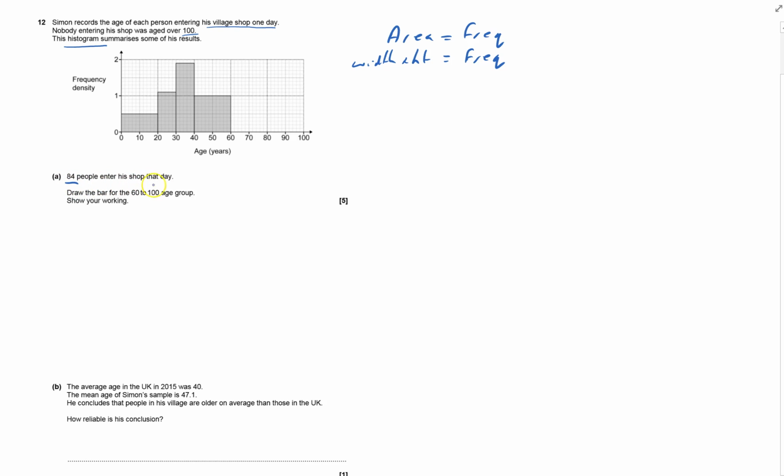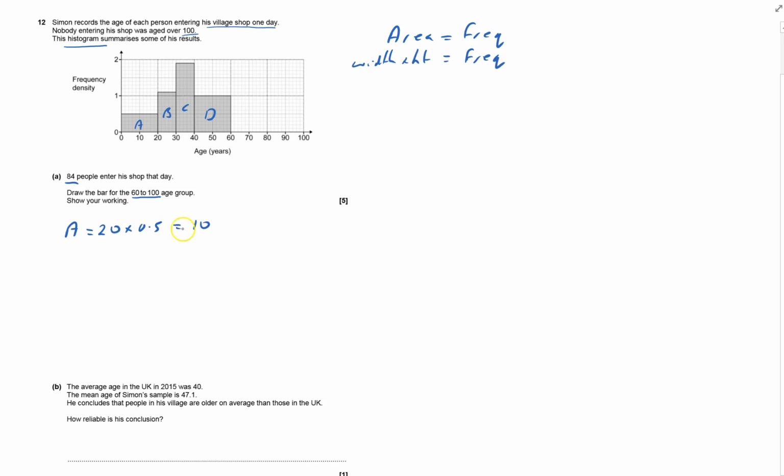84 people enter his shop that day. I've got to draw between 60 and 100, so they've done some of it. I know that all of them, the A, B, C, and D, and the one here, must add up to 84 together. So I want to know how many A is. A is the frequency, and the frequency is the width times the height. So that's 20 times 0.5.